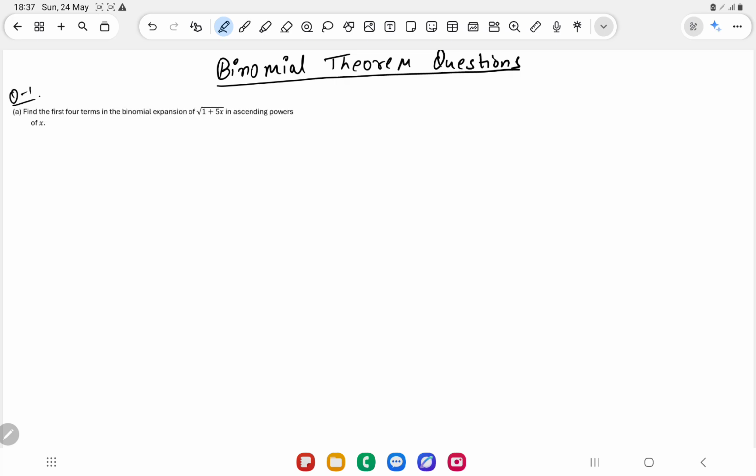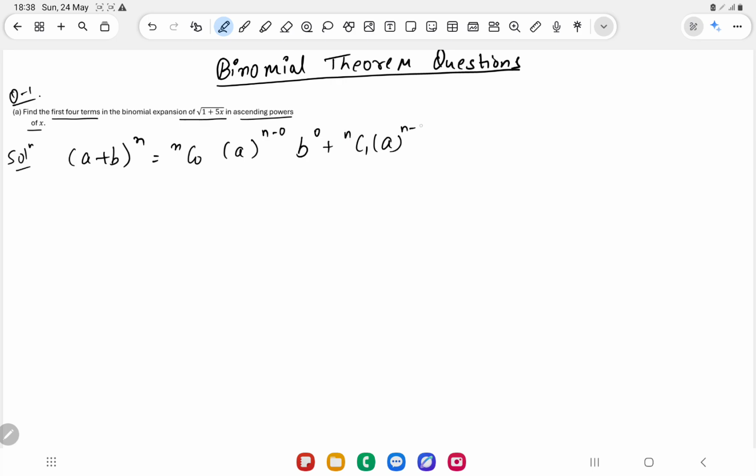So now in this question it says find the first 4 terms of the binomial expansion of root of 1 plus 5x in ascending powers of x. So let's start. Before that let me write this formula so that you can recall. It's nC0 a to the power n minus 0 b to the power 0, nC1 a to the power n minus 1 b to the power 1, and it keeps on going. But we will only be focusing on the first 4 terms.